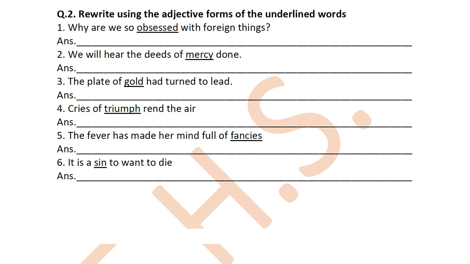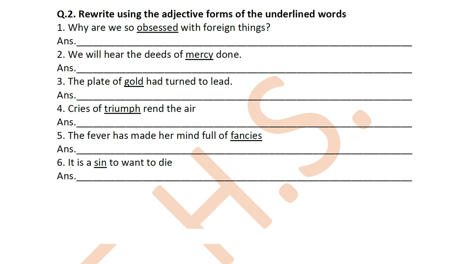Next one. The plate of gold has turned to lead. So gold, imagine you're describing someone or something. Use that word, that is the adjective form, in your sentence, and make little changes so that the sentence makes proper grammatical sense. Okay, cries of triumph. Triumph means victory. Rend the air means you could hear them everywhere in the air. So triumph will be what if you're describing? He was whatever. Use this word. The fever has made her mind full of fancy. So fancy becomes fanciful. Triumph becomes triumphant.